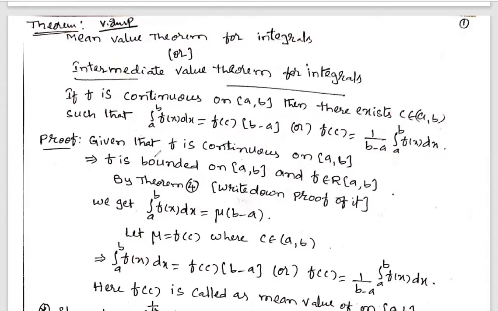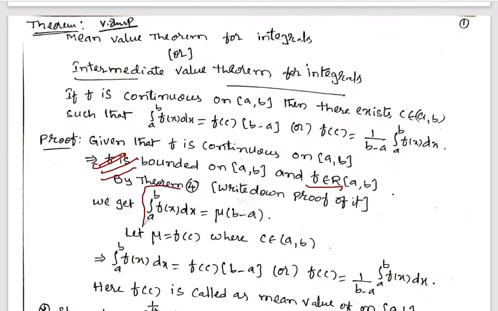Now looking into the proof, what did they give? Write down that f is continuous on the closed interval a, b, and every continuous function is bounded. This step comes from theorem 4. There is a statement: if f is bounded on a, b, then f is Riemann integrable. You have to write that proof.